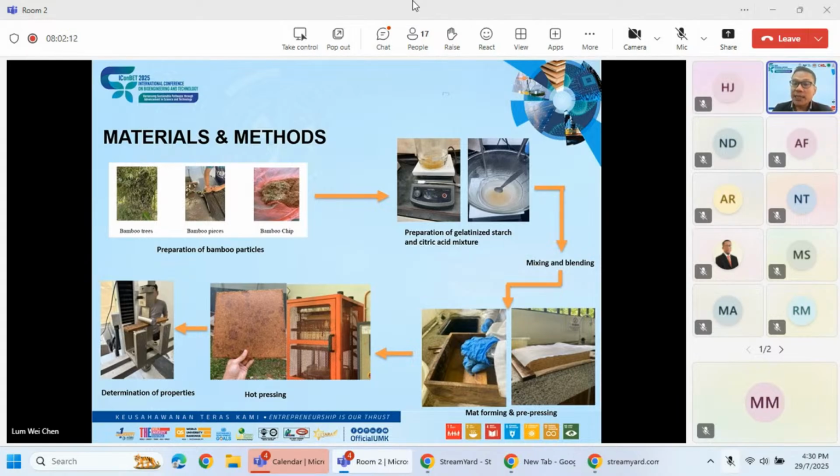So after the gelatinized starch is produced, we mix it with the citric acid. And after that, we blend it as usual, as in the conventional method, with the bamboo particles. And then we do mat forming and pre-pressing. After that, we press it using our studied parameters with different temperature and time. So after we produce the board, we determine the mechanical and physical properties of the board.